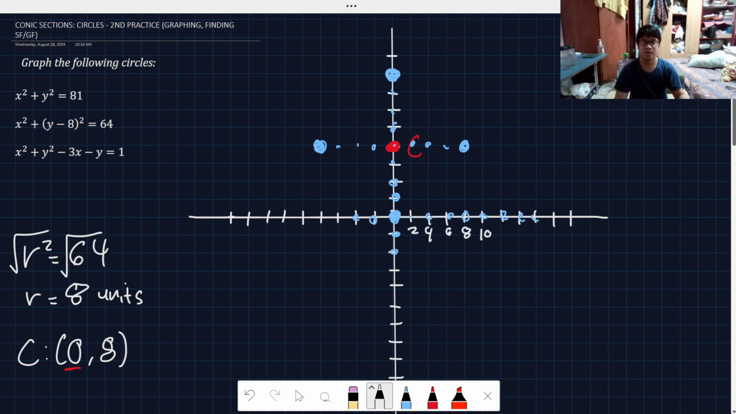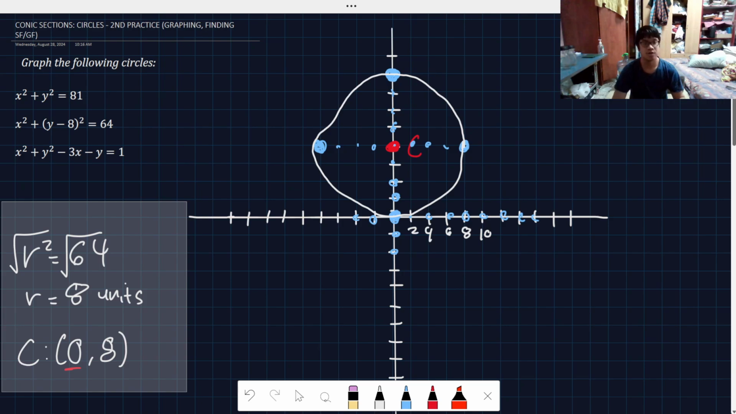So now with that we can trace the outer points. So there we go. That is how you draw the circle. All right, we're good to go. Now let's proceed to the last part.